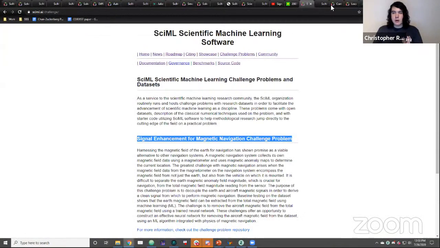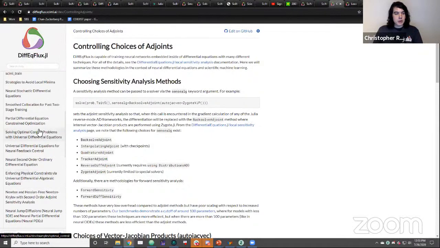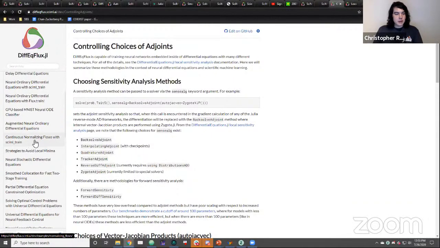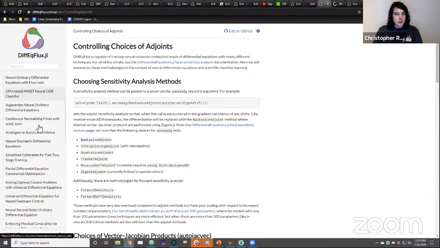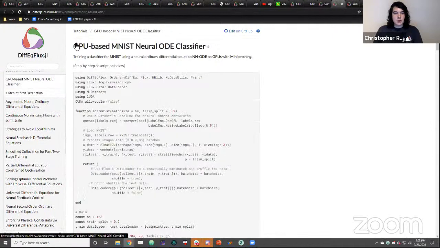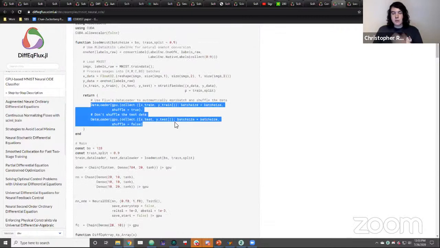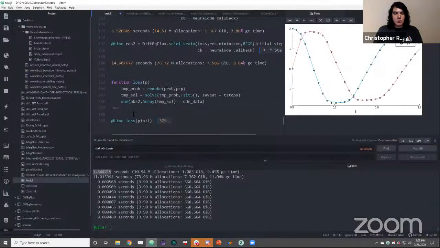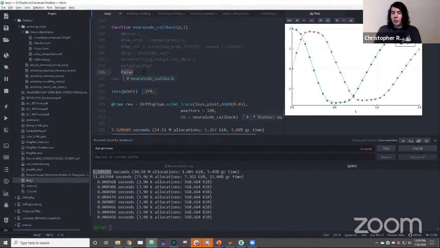If you go to the DiffEqFlux tutorial, there is a very nice tutorial here. I think the MNIST tutorial actually has mini-batching in there. This one shows how to use GPUs and the MNIST data set along with Flux's data loader to do mini-batching. That's one really nice way to do that. Another way is to use this callback function, right? Instead of just always returning false, you can make it cut out early, so that it doesn't go way too far.